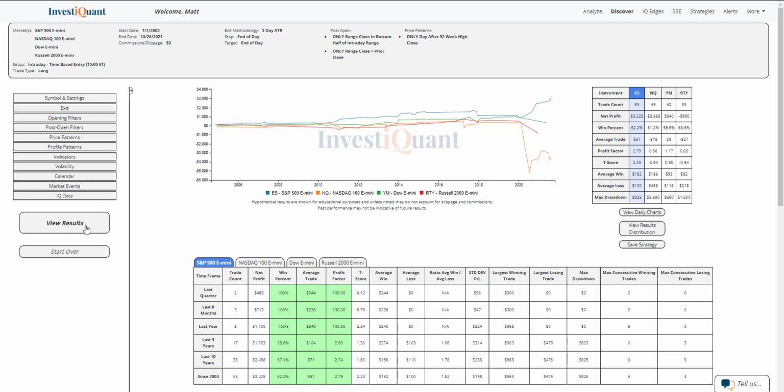So some agreement there. If we look at the average moves, the average win is larger than the average loss for the S&P. That is not the case for the others. So the NASDAQ has a larger average loss. The Dow has a larger average loss, as does the Russell. So win rates are favored towards the upside on this pattern, but if you look at the average moves, 3 out of 4 of them have had bigger moves to the downside.